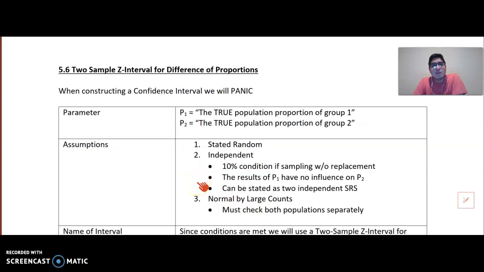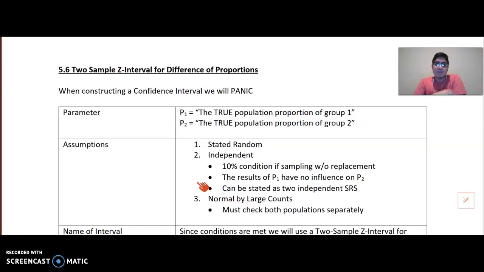Okay, so now that we've looked at the sampling distribution for the difference of proportions, let's talk about estimating the true population proportion difference. So we're still going to keep the same acronym here. Oh, that was a close one. We're still going to panic when we're asked to construct this interval.